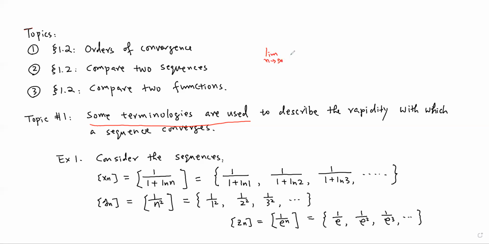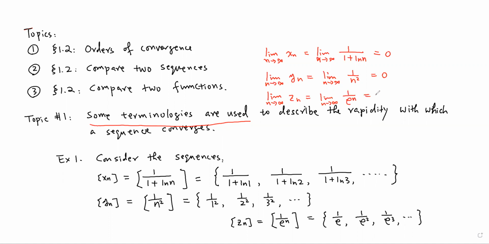As n approaches infinity, xn, 1 over 1 plus log of n, the limit is 0. When n approaches infinity, yn also converges to 0. As n approaches infinity, Cn, 1 over e to n, converges to 0. All the 3 sequences converge to 0, but at different speed.